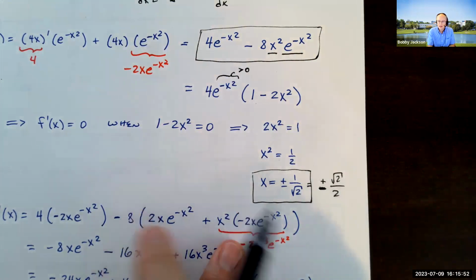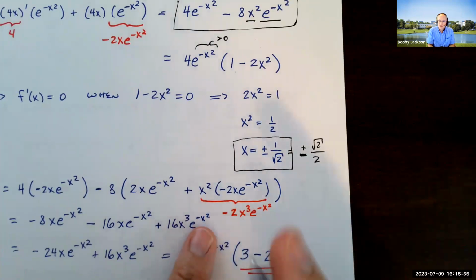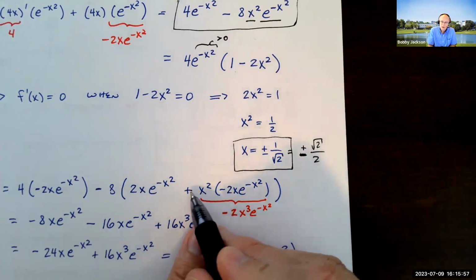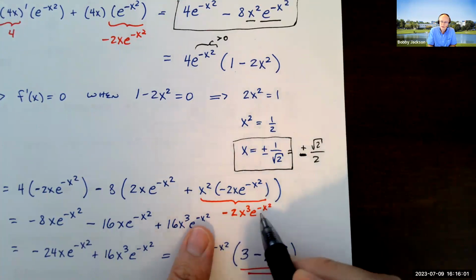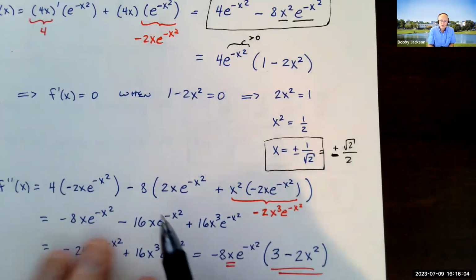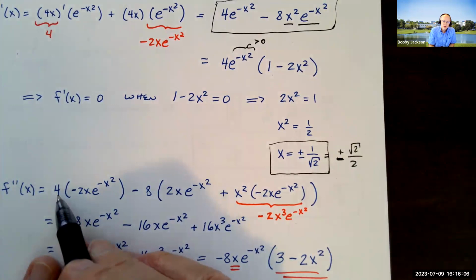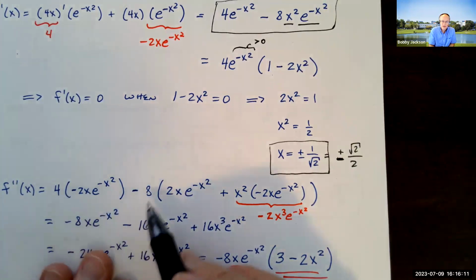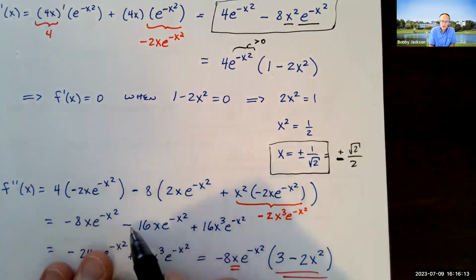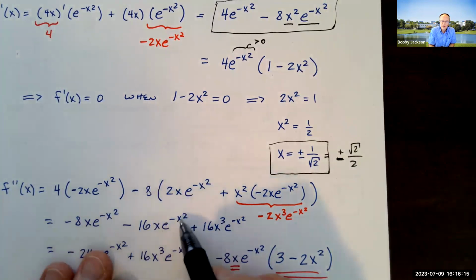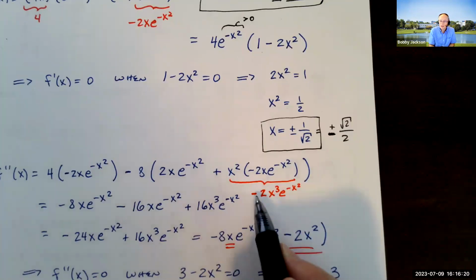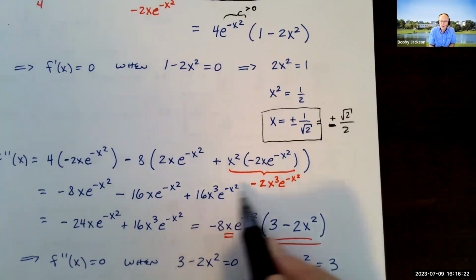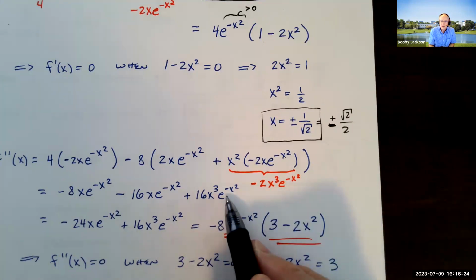Okay, so I've got 8 in parentheses times all of this. Let's clean this up. This will be plus negative 2x squared times x, that's x cubed, e to the negative x squared. Now, let's simplify. Multiply by 4: 4 times negative 2, negative 8x e to the negative x squared. Distribute the negative 8. Negative 8 times 2 is negative 16x e to the negative x squared. And then negative 8 times negative 2, positive 16x cubed e to the negative x squared.